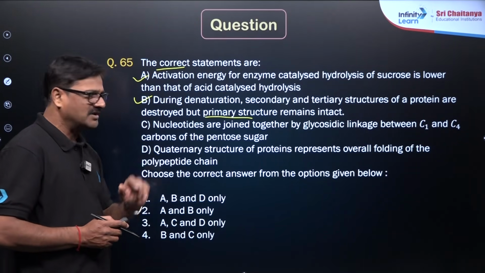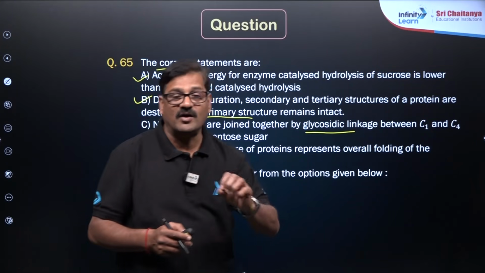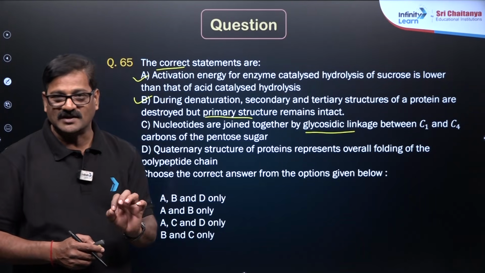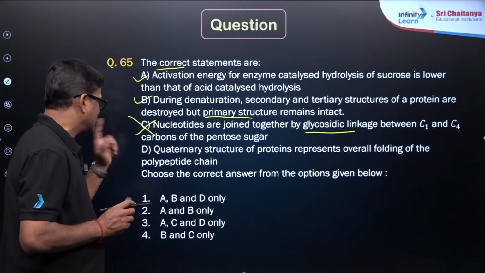So this is also partially correct. Nucleotides are joined together by phosphodiester linkage, but not by glycosidic linkage. Glycosidic linkage is a linkage between two simple sugars. So this is not a correct statement.